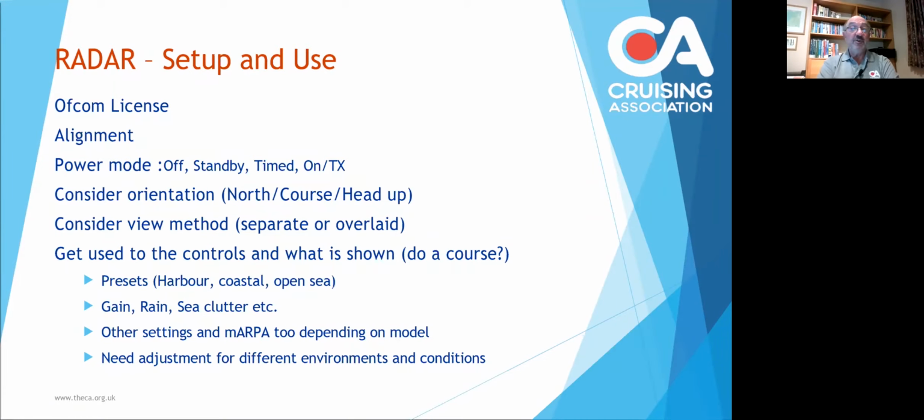Consider the view method, whether you want it as a separate radar screen or whether you want it overlaid perhaps on your plotter. Again, personally, I prefer it overlaid because it gives me a little bit of a sense of the scale that I'm looking at, and I can also then compare it with objects that are on the chart. So for example, if I see some land and I see a reflection of that, I know everything is working well because everything fits in the same scale. But also, if you're way out to sea, there's not going to be any land to look at, in which case separate is probably better because there's nothing there to distract you.